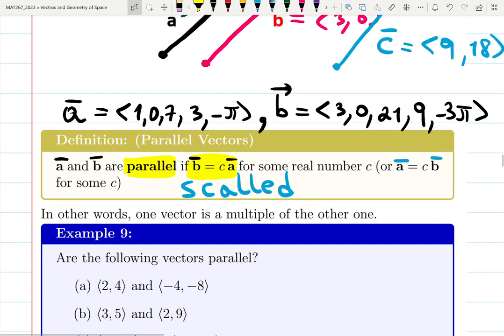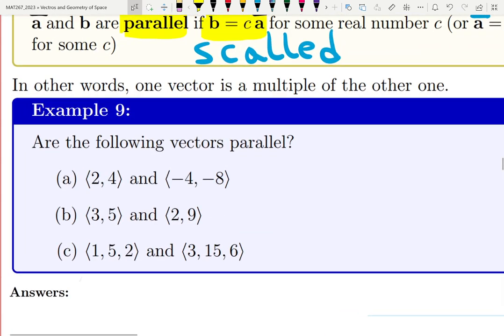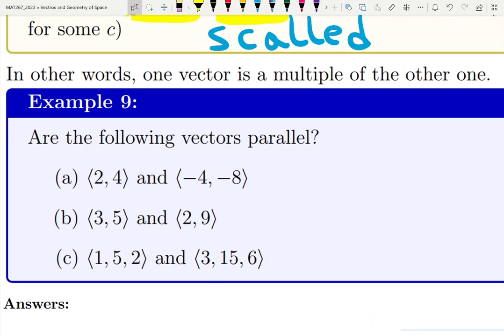So, scaled. One is scaled towards another one. And then, you will have your homework like that. Can you tell me if in A, are they parallel? 2 and 4, minus 4 and minus 8. Parallel or not? Yes. Scaled by what? -2.